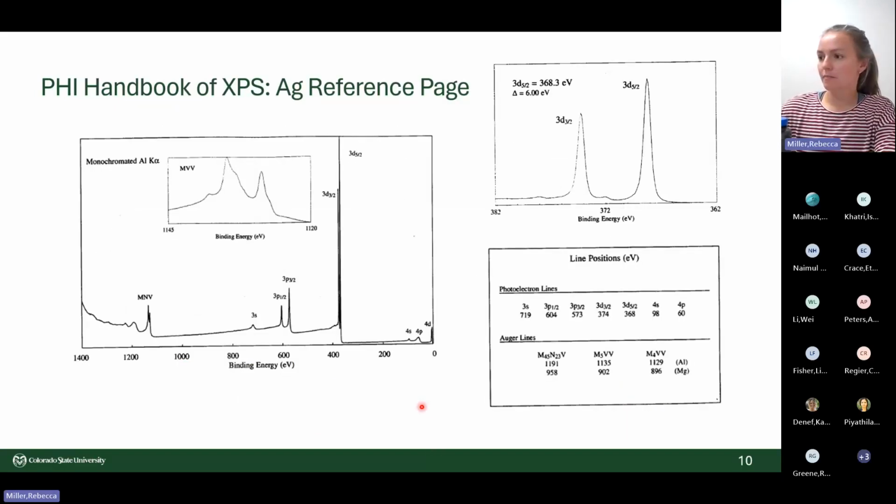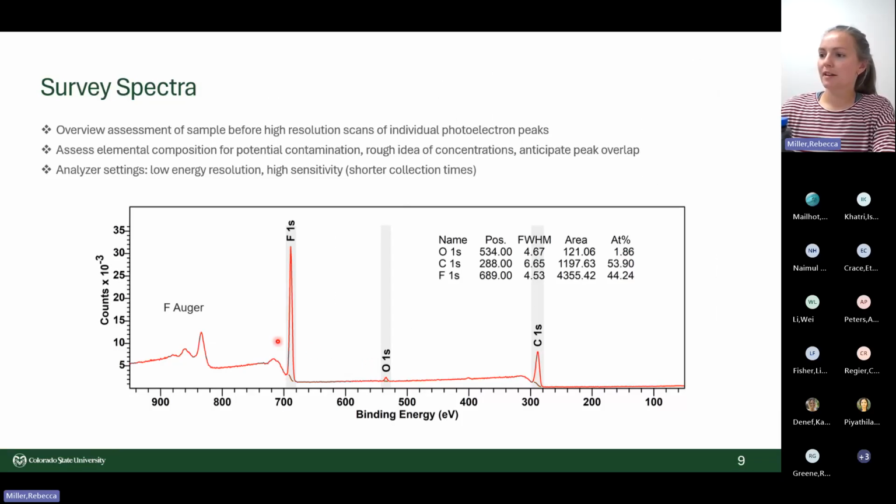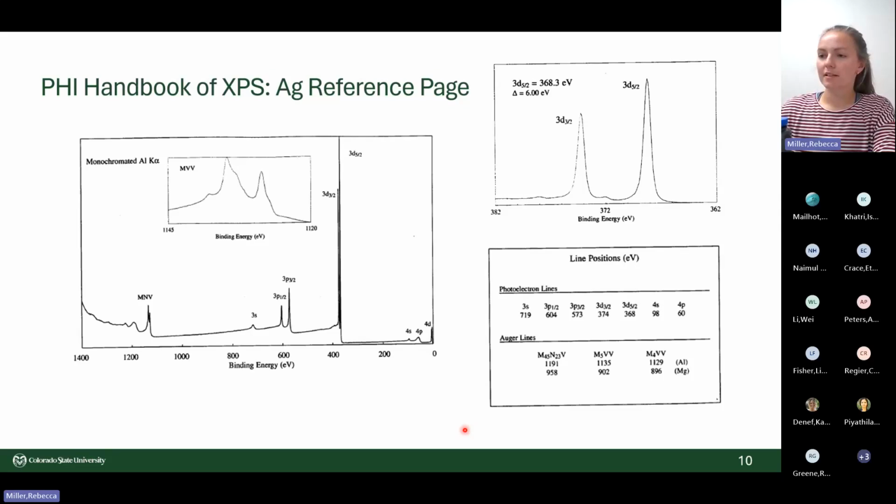This shows a screenshot of our handbook from Phi with reference spectra. The previous one only showed elements that have 1s peaks, which are pretty clean. But for something like silver, you get multiple peaks for one element within the survey. Let's say you have a combination of elements. You know that this 3D peak is your main silver peak that you're going to be analyzing at around 370.